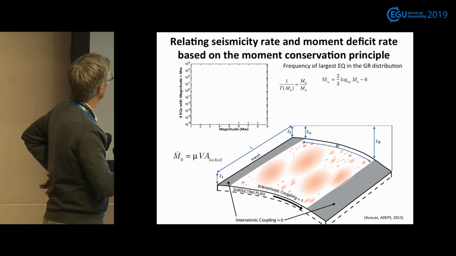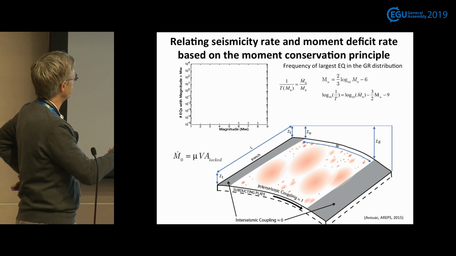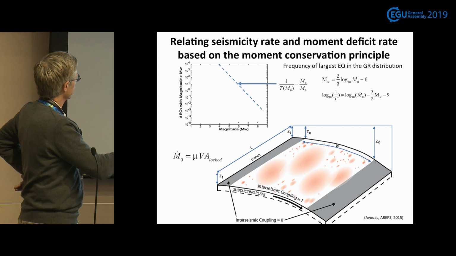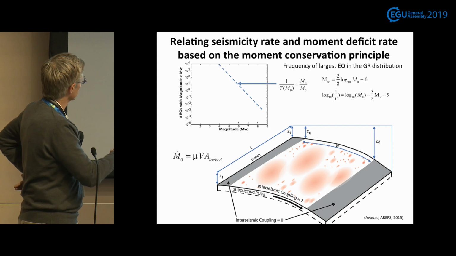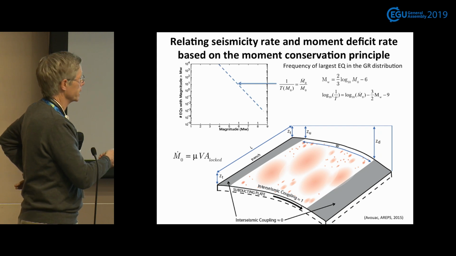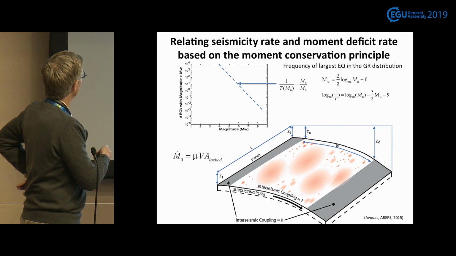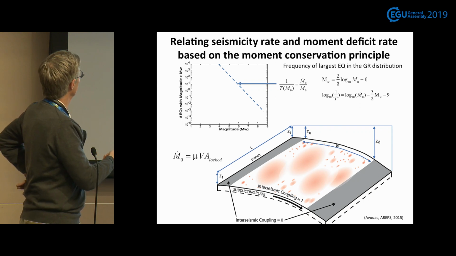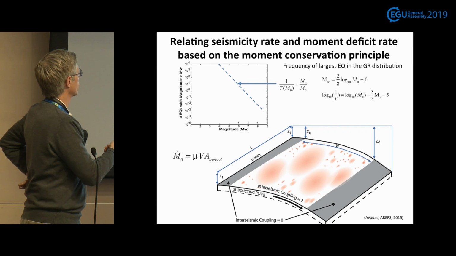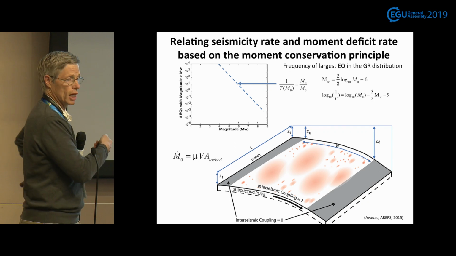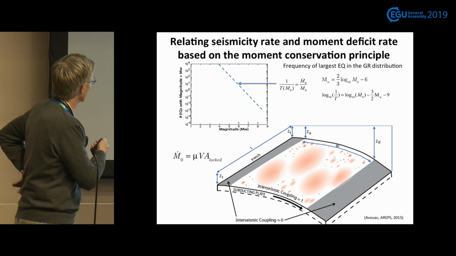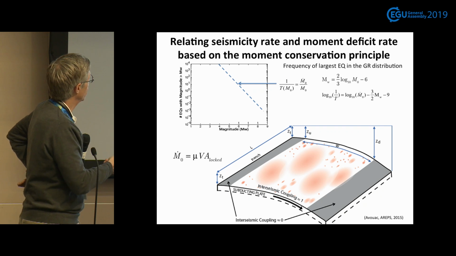And this is what you would get. So you do the conversion from moment to magnitude. You take the log, and when you plot that equation here, you get a straight line. So either you have large magnitudes that would be very infrequent, or you get smaller magnitudes that would be more frequent. And the slope of that curve is actually 3/2.